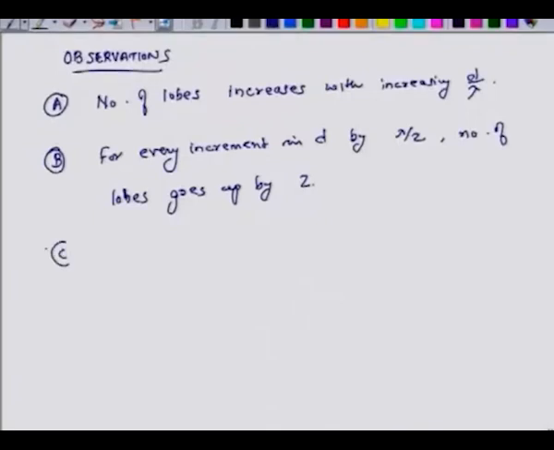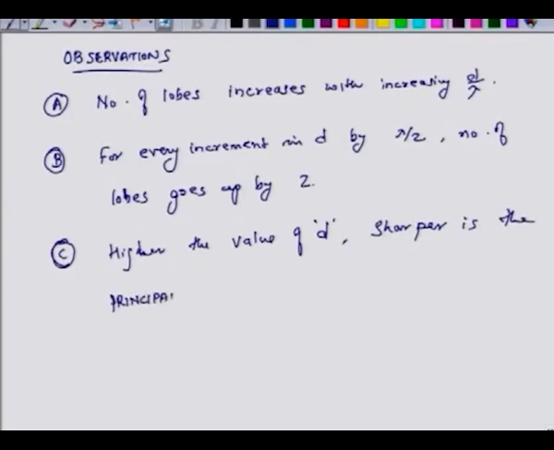And the third thing is, the higher the value of d, the sharper is the principal lobe. So, it is very sharp and focused. At very low values of d, the directivity pattern is roughly like a circle, but as I keep on increasing the value of d in terms of lambda over 2, then the 0 degree direction lobe and the 180 degree direction lobe become more focused and sharper in nature.